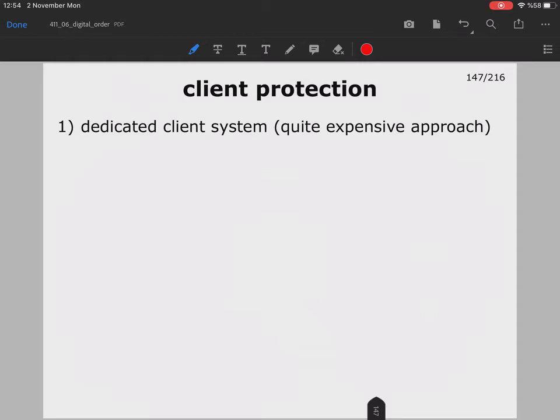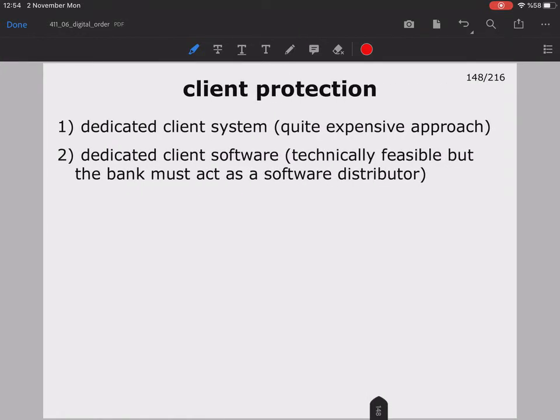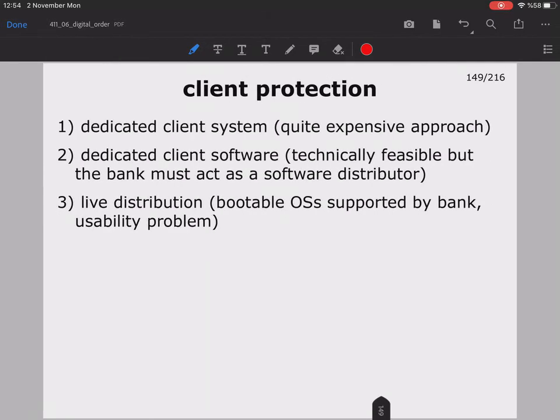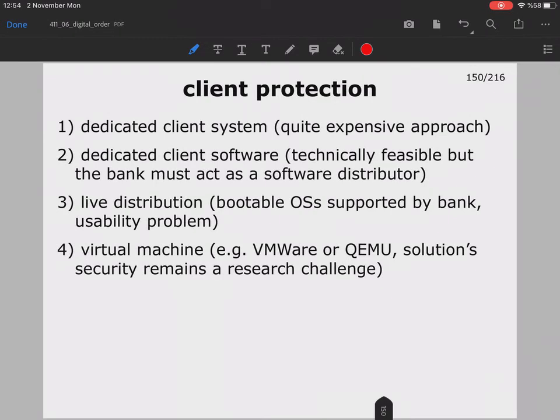On the client protection side, there are theoretically possible solutions. You can have a dedicated client system. It's the best one, but quite an expensive approach. You need to have a device particularly for this purpose provided for the customers. And dedicated client software, again, is technically feasible, but the bank must act as a software distributor as well, so again raising the costs. And live distributions, like bootable operating systems supported by the bank. Again, there is a usability problem here.